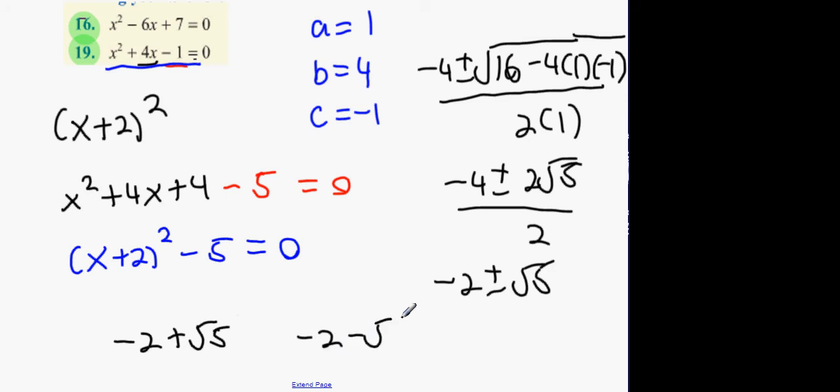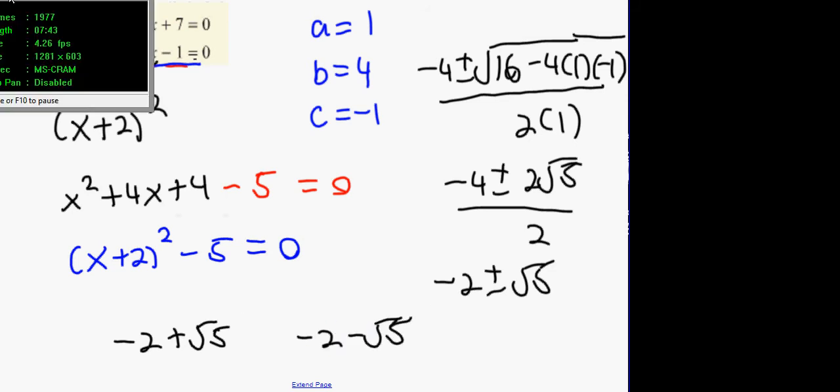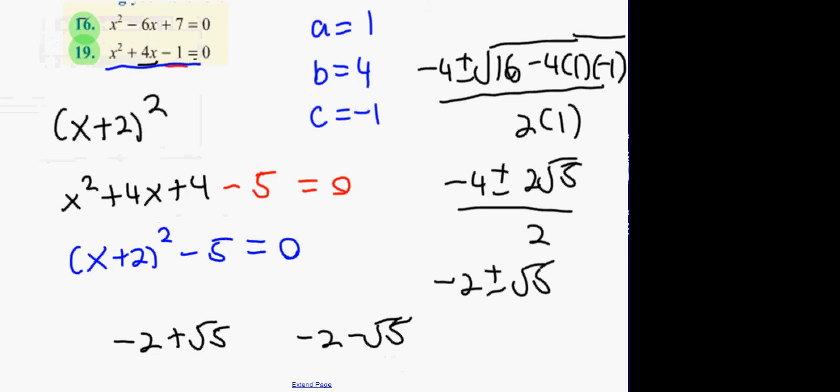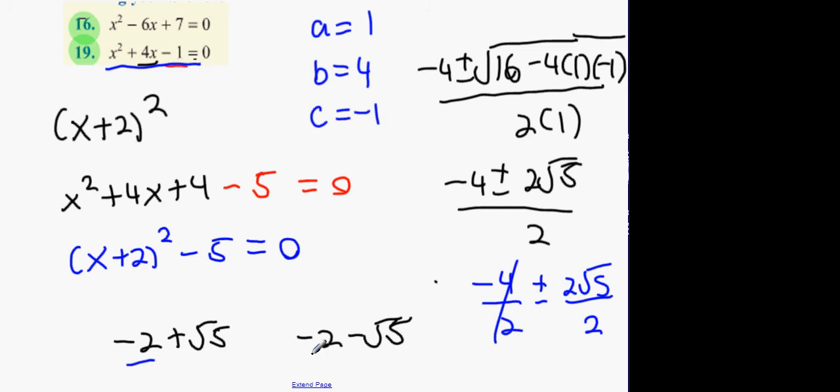How many people got that one? When you divide minus 4 by 2, the extra step is this, guys. The extra steps look something like this, where you break it in half. So you do minus 4 over 2 plus or minus 2 root 5 over 2. And what happens is 2 into minus 4 goes minus 2 times, and 2 into 2 root 5 goes root 5 times. And that's where your answers come from. Okay.